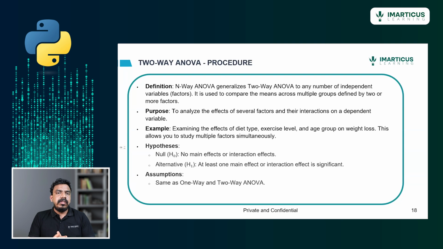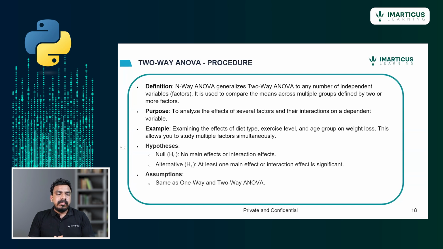What is the purpose of using N-way ANOVA? The purpose is to analyze the effects of several factors and their interactions on the dependent variable. For example, examining the effects of diet, like different types, exercises and the level of age group on weight loss, thus allows you to study the multiple factors.